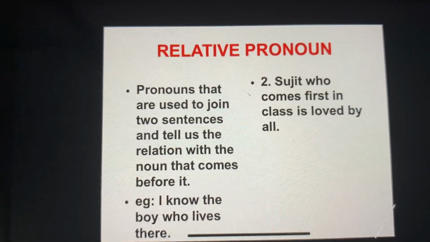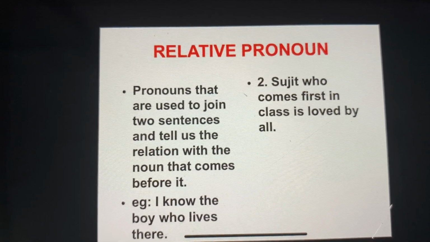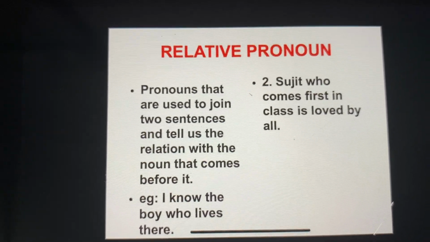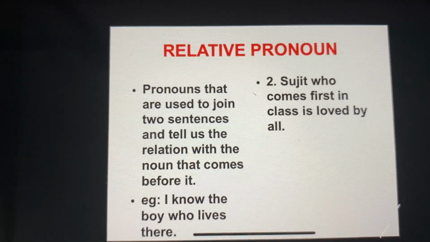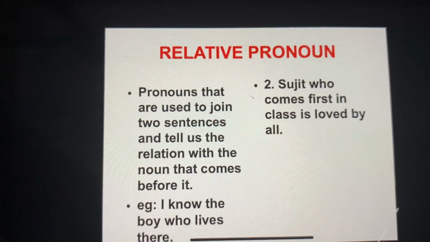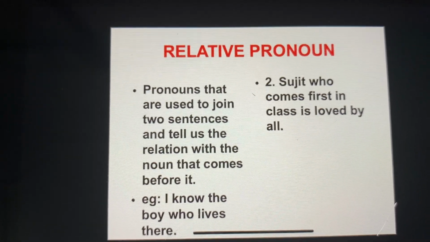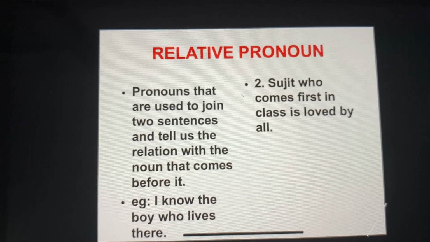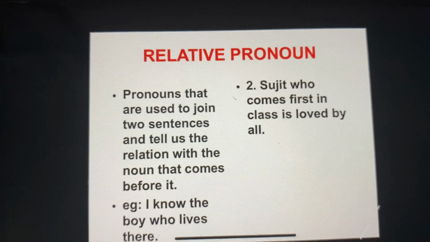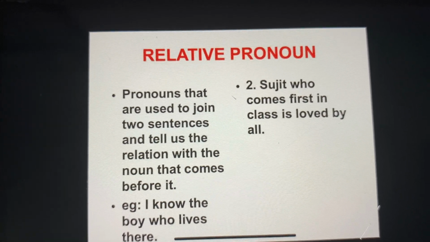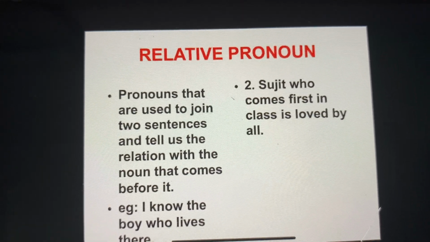Now example: who, whom, which are called relative pronouns, where we are able to relate something. Example, I know the boy who lives there. Now who is a pronoun that is called a relative pronoun when we are relating to things or events over there. Now let's see the second example. Sujit, who comes first in class, is loved by all. So here I am talking about Sujit. What I am trying to say is that Sujit, who comes first in class, is loved by all. Who again here becomes a relative pronoun.